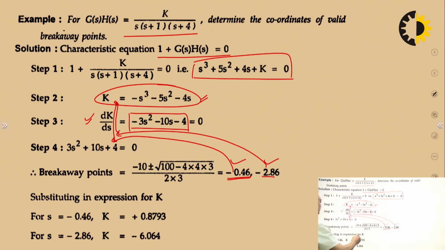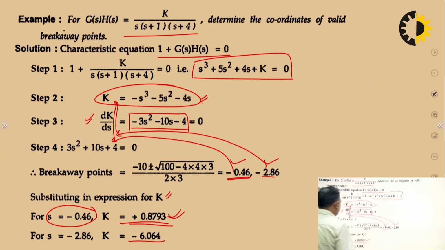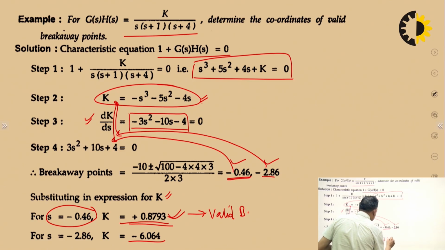So this is the expression for k. When we put the value of s equals minus 0.46 here, k will become plus 0.8793, and when s equals minus 2.86, the k value will become minus 6.064. So you can see for breakaway point s equals minus 0.46, the value of k comes out to be 0.8793, which is a positive quantity. So this is our valid breakaway point. Okay, and this is not the valid breakaway point.